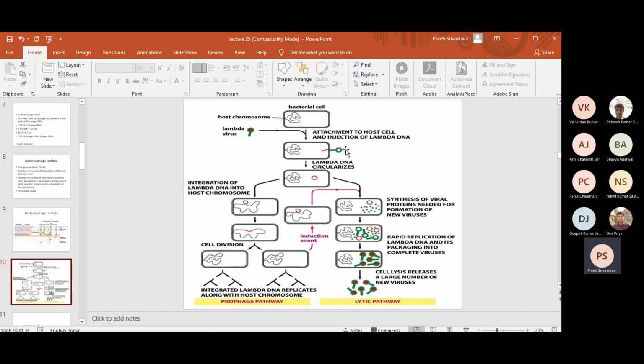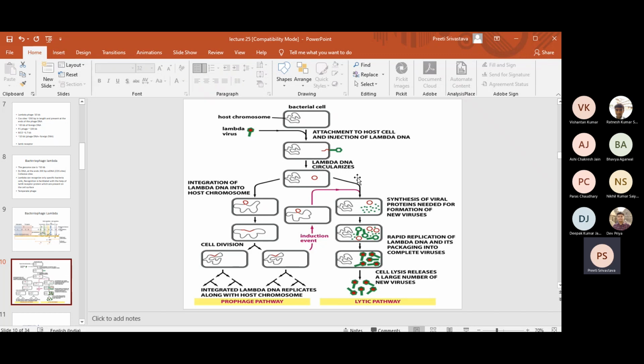Okay. Ma'am, the slide was not changed. I think now it is changed. Okay, so again, this is something to do with Teams. I didn't do anything. So can you see the lytic and lysogenic cycle? Yes, ma'am. We can see now.